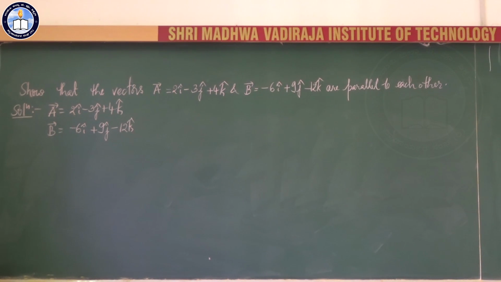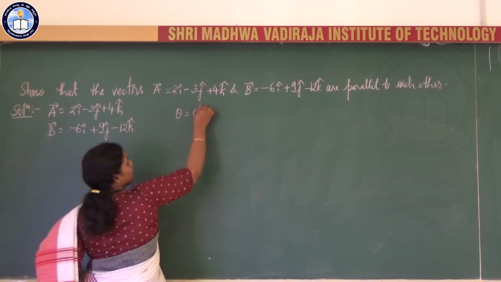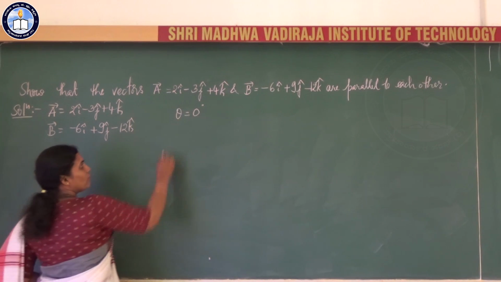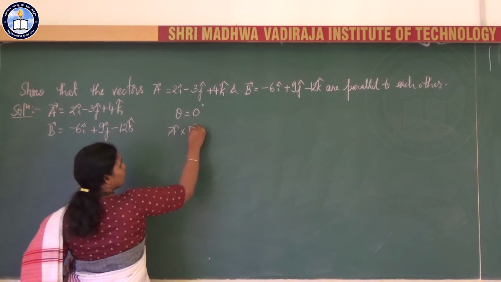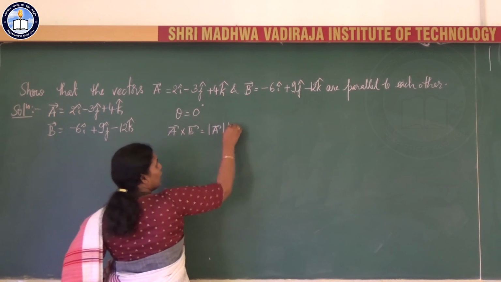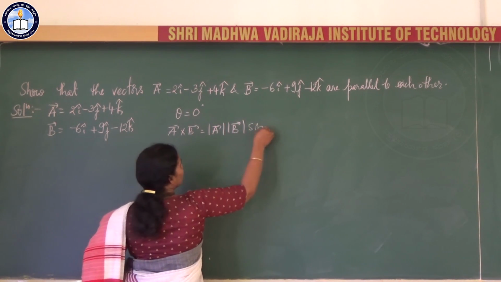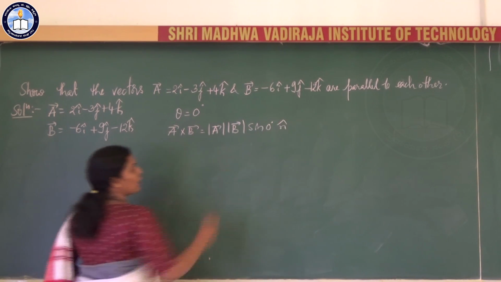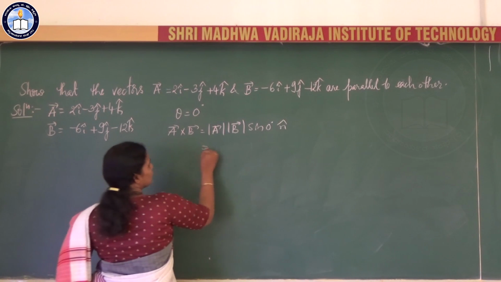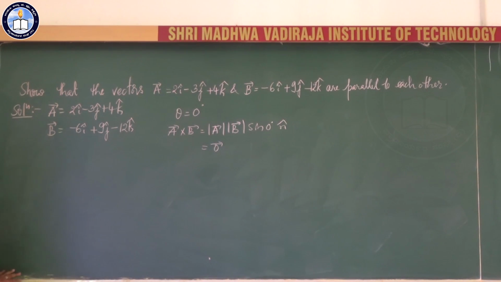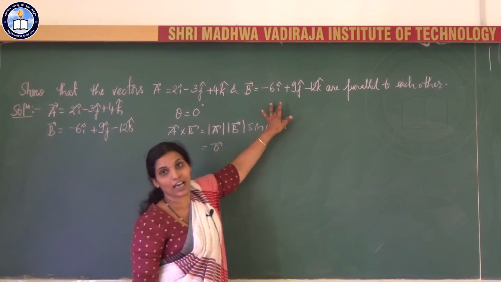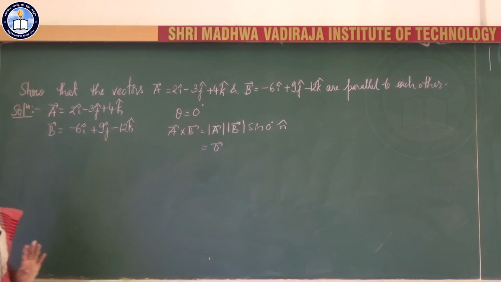Now, what do you mean by these vectors are parallel to each other? Parallel to each other in the sense the angle between them theta equal to 0 degree. When theta equal to 0 degree, A vector cross B vector equal to, according to our formula, now sin 0 is 0, so this will be a null vector. The answer should be 0. So you should show that A vector cross B vector equal to 0. When A vector cross B vector is equal to 0, the two vectors are parallel to each other.